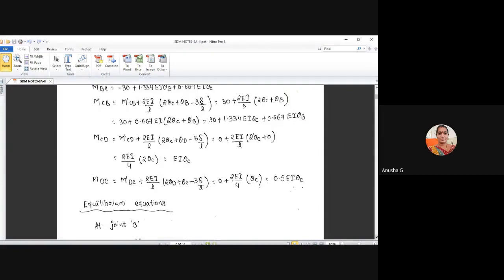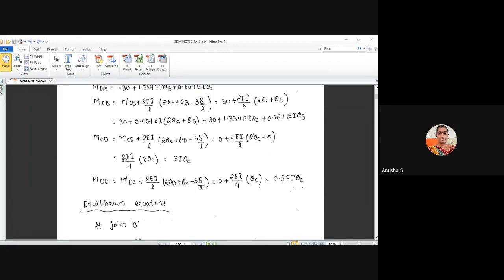Next, you have to calculate MCD and MDC. MCD is the same as before, you only have to calculate: MFCD plus 2EI by L into theta B plus theta D minus 3 delta by L. This is our slope deflection equation. In this equation, again, we will substitute the values. MFCD value, substitute here. Theta D is 0 because D is a fixed end.